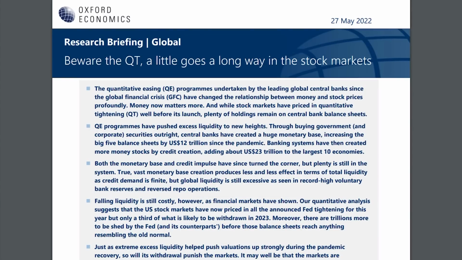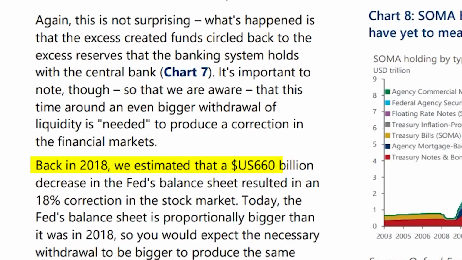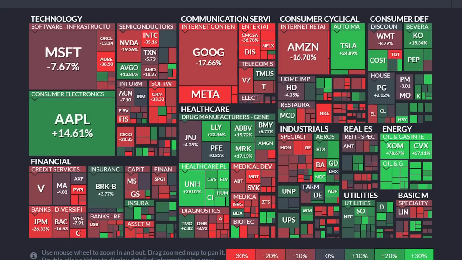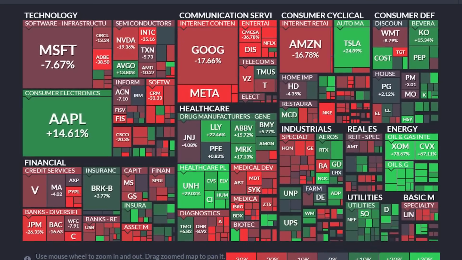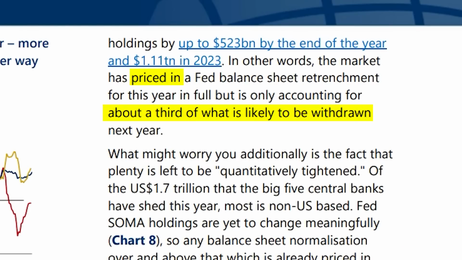According to a study done by Oxford Economics, they estimated that in 2018, a $660 billion QT resulted in 18% correction in the stock market. And so far, the market has already dropped by 18%, meaning it has only priced in a third of what's going to happen in 2023. So, sell! Wait. Before you hit the sell button, let me explain what can actually happen to the stock market. While it's true that in all the previous QE, the market has given positive returns.